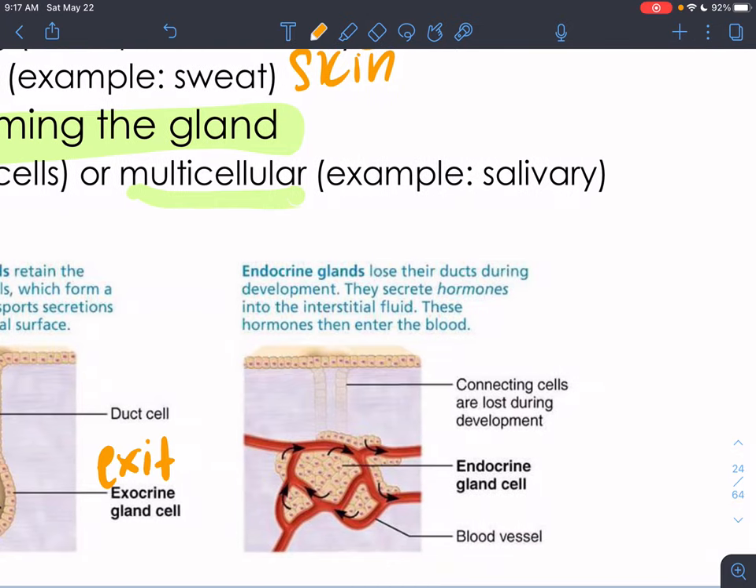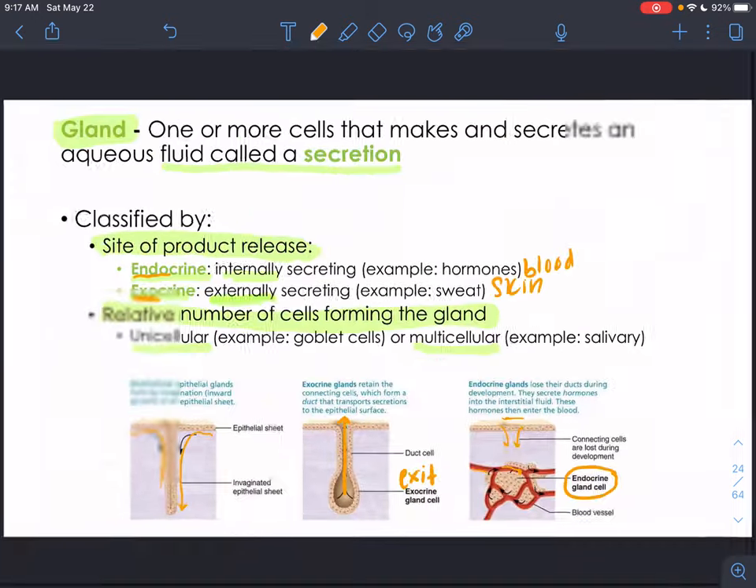Whereas endocrine glands, it's made the same way. So you have the invagination of the epithelial tissue, but eventually those connections are lost. So instead of secreting substances onto the surface of the skin, you're going to have vasculation or blood vessels going through that gland and hormones or whatnot being released directly into the blood supply to be distributed through the body. So that's an endocrine gland. It's just secreting substances inside the body.